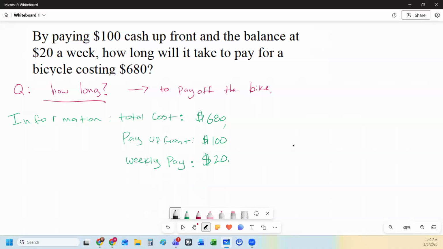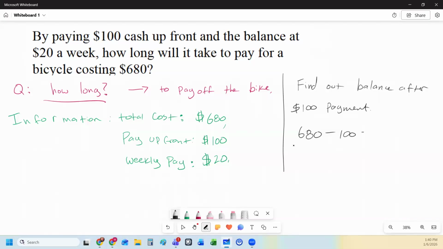So I would say that I want to first find out how much I have to pay off. Say the balance after my $100 payment. So that's easy. That's $680 minus $100 is $580.